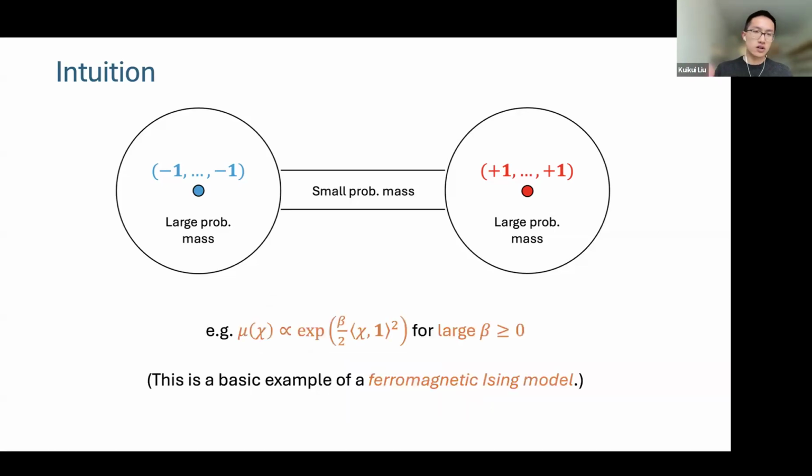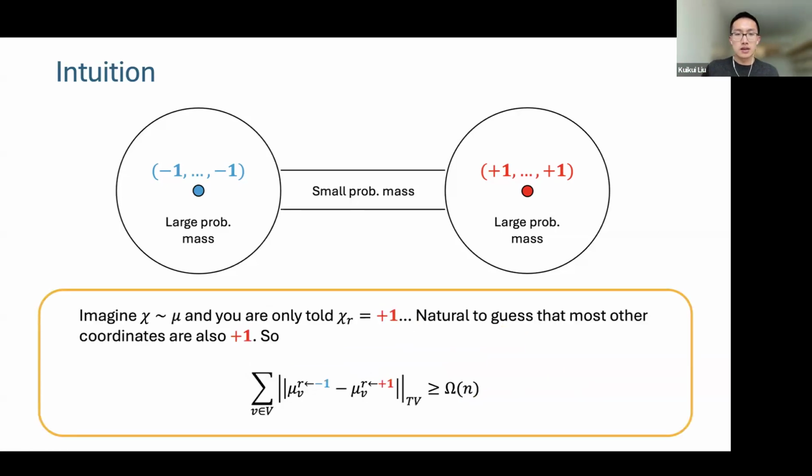Now, this kind of distribution arises very naturally in many applications. This is the case, for instance, for the so-called ferromagnetic Ising model, at least in the low temperature regime. Now, I claim that if your distribution looks like this, then its spectral independence parameter must be bad, must be large, let's say linear in N.